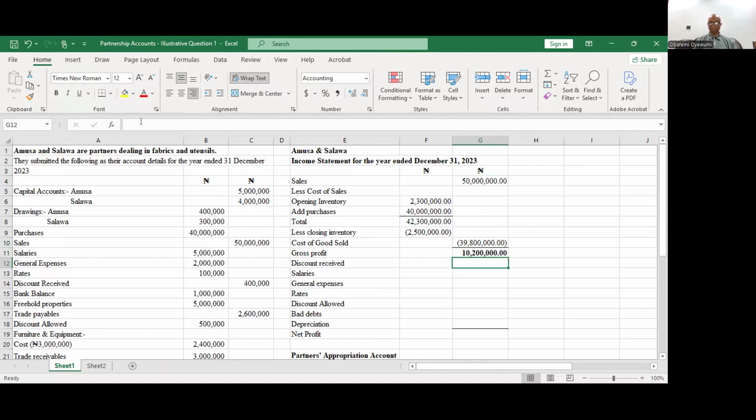All right. So now, discount received. We have a particular balance there for discount received. That's this here, 400,000. So we come to discount received, 400,000, which is going to be an additional income to the partners. So salaries.